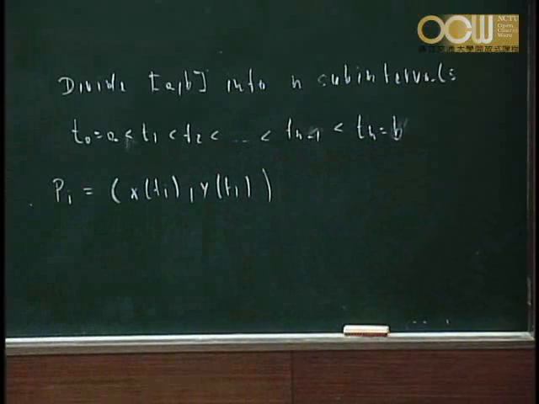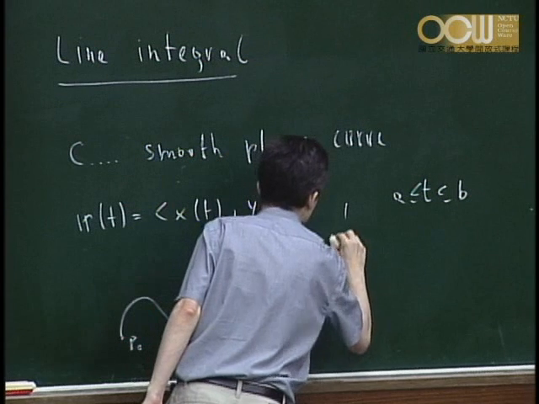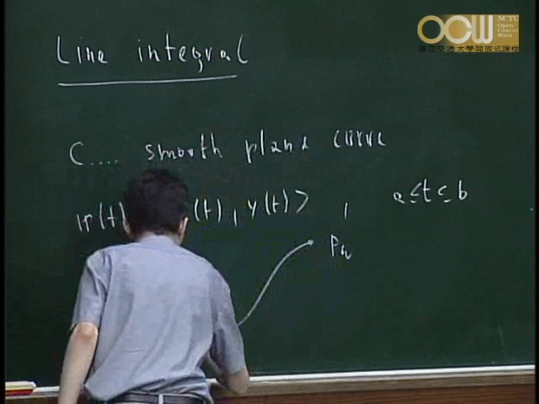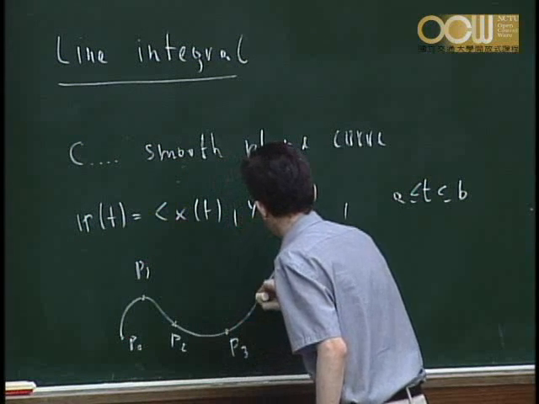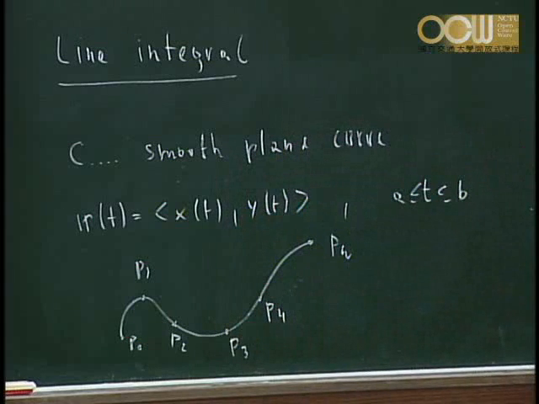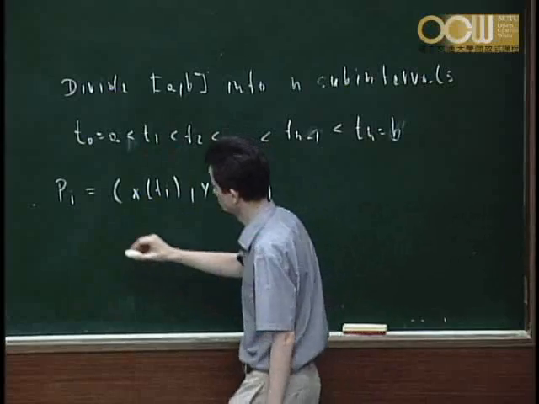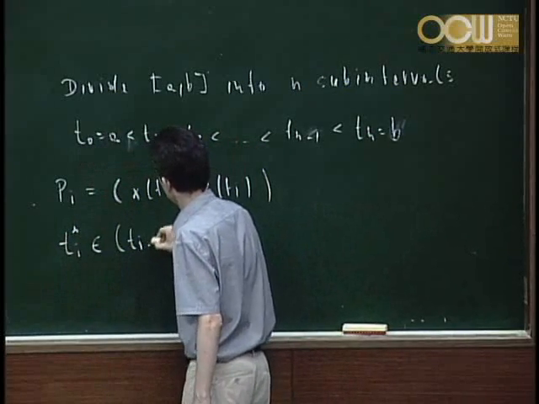So this will give you some points. Here this point P0 is the starting point, the end point is the point Pn, and then you will have here P1, P2, P3, P4, and so on. Now, what we want to do is form the following. First of all, in every one of those intervals, we choose a sample point, in the ith interval.